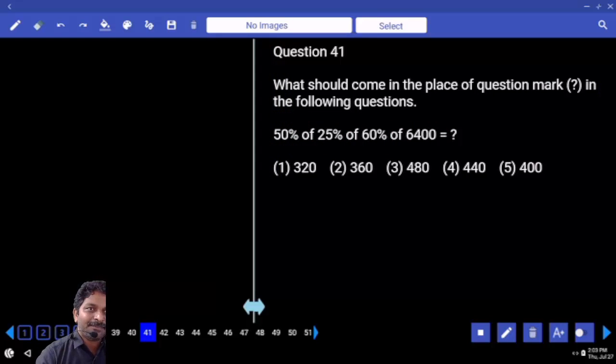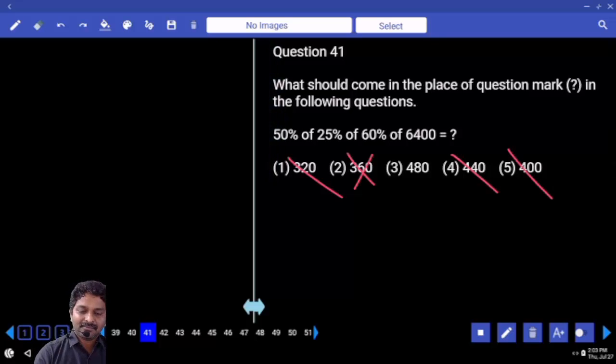Answer must be a 3 multiple. Can your answer be a 9 multiple? Can it be first option? Can it be second option? Someone there is saying yes. This is a 9 multiple. Answer cannot be a 9 multiple. Can it be third option? Fourth, fifth, next.